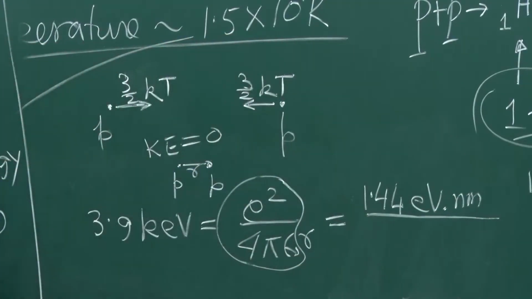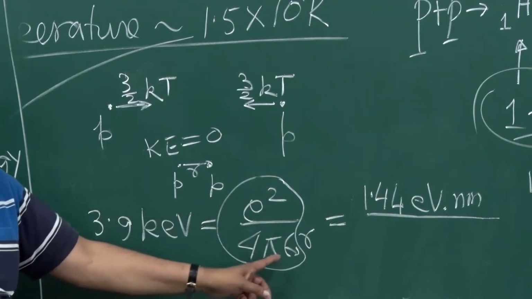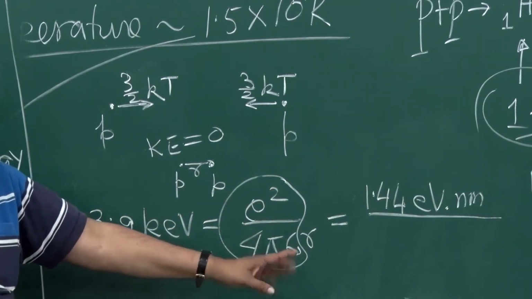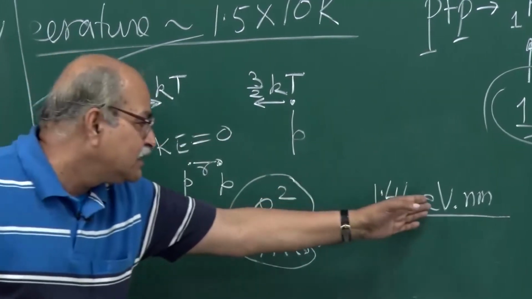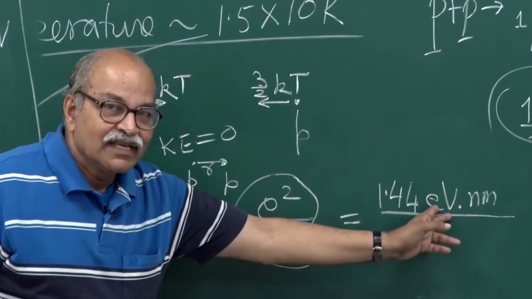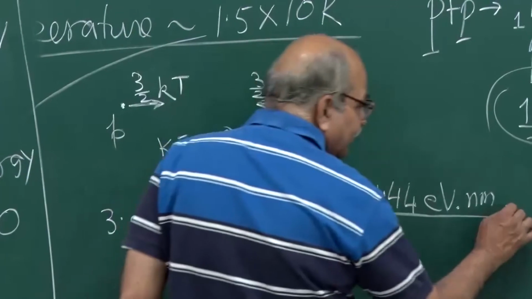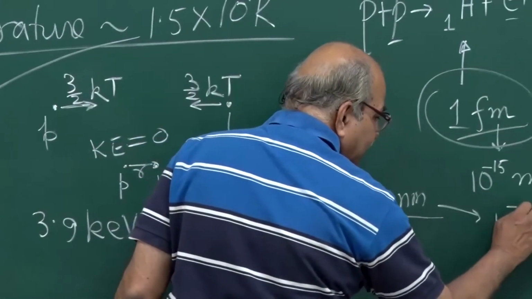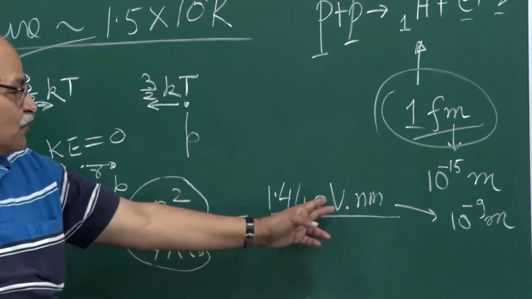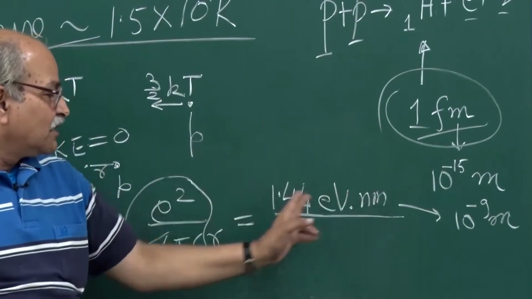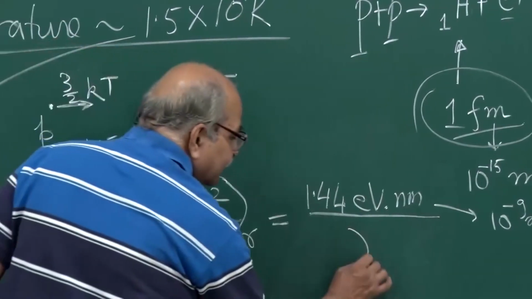Very useful relation. This e squared over 4 pi epsilon naught, you can write in SI units and you will get all those things, but you convert it into this unit. This is eV and this is nm. nm is nanometers. 10 to the power minus 9 meter is called a nanometer. So electron volt unit and then nanometer unit, 1.44 eV nm. This is this part, and then it is R here.